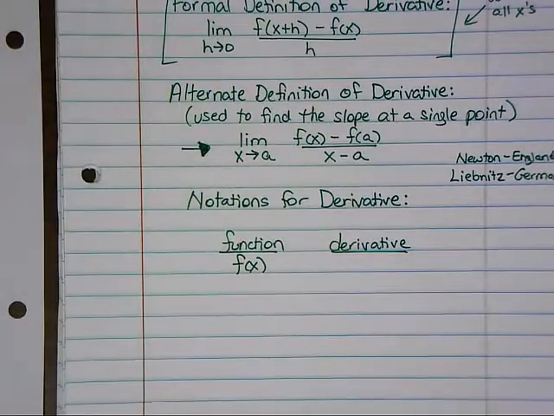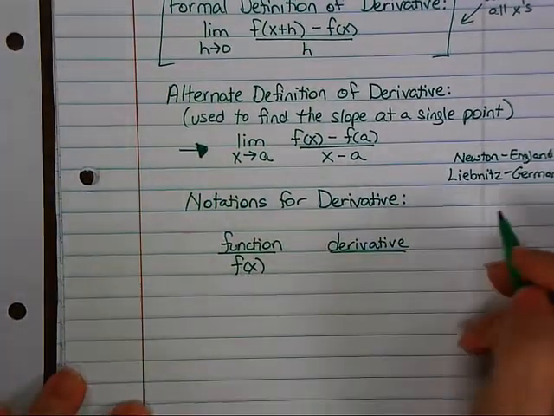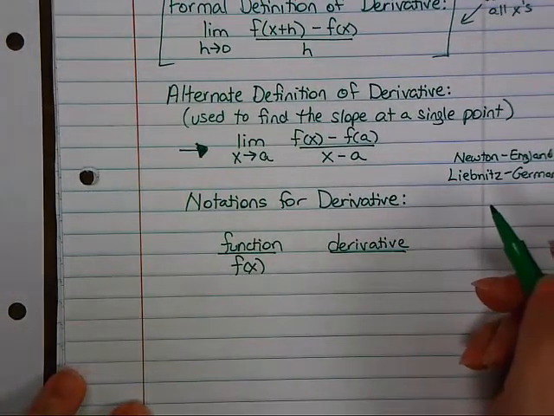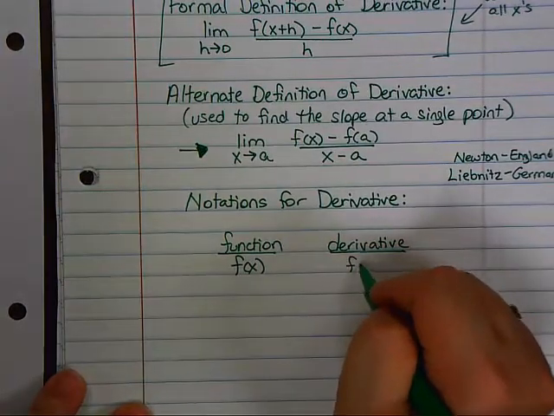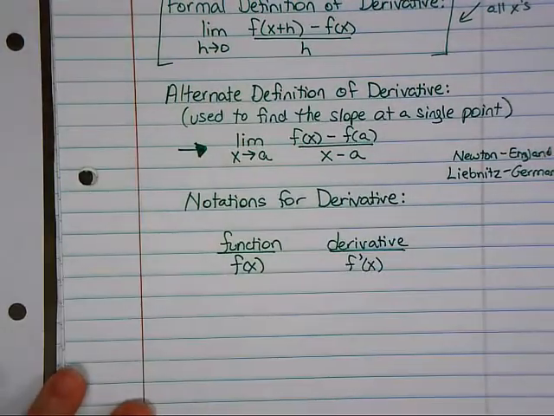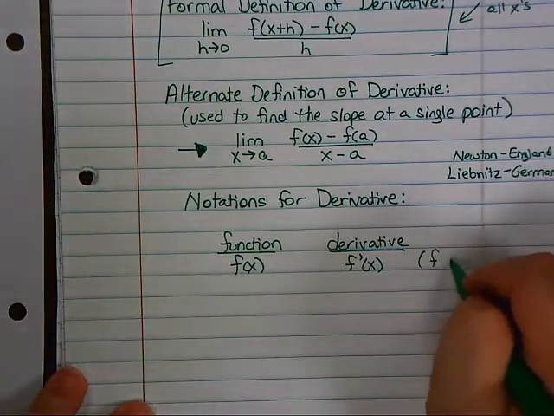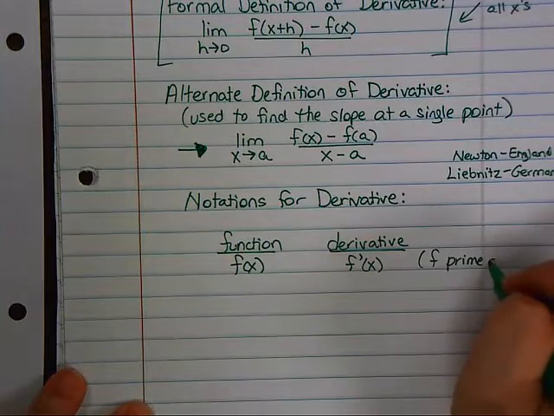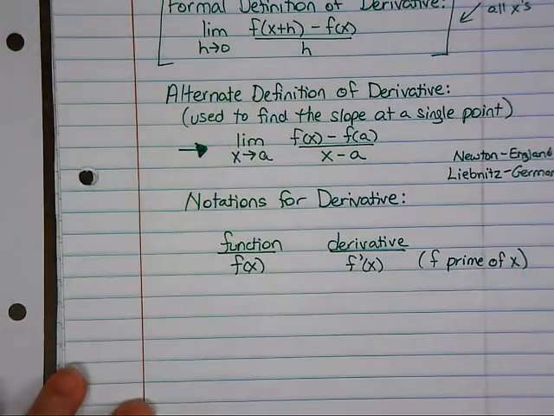f of x is a function. When I want to write down its derivative function, I write f with what looks like an apostrophe and then the parentheses x. And you read this f prime of x. That's how you say it.